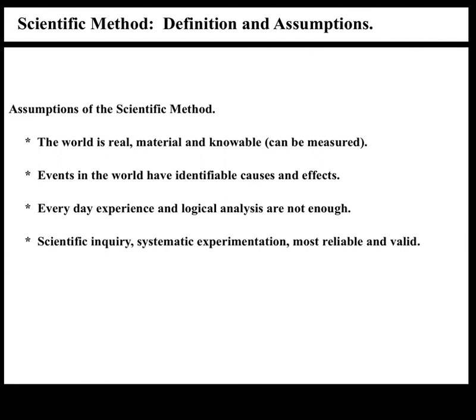Now, there are assumptions to the scientific method. And they are: the world is real, it's material, and it's knowable, that it can be measured. So that's an assumption of the scientific method. Second one is events in the world have identifiable causes and effects. Another assumption: everyday experience and logical analysis are not good enough to give us valid and reliable information about reality or truth. And then the last one is that the scientific inquiry, the systematic experimentation, is the most reliable and valid way of gaining information about the world and reality.